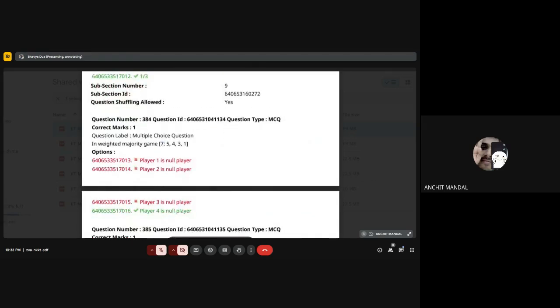In a weighted majority game, 7, 5, 4, 3, 1. So we know that quota is 7.